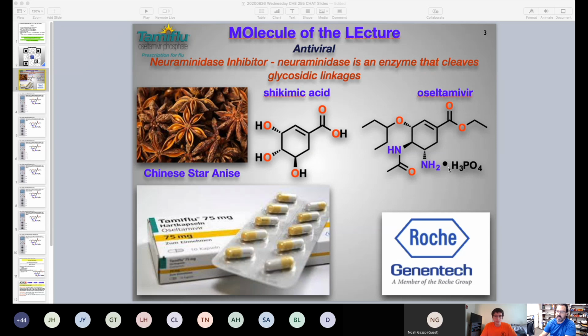Tamiflu is a synthetic substance. It doesn't grow anywhere on Earth in any form or fashion. It's synthesized in a lab from shikimic acid. What I hope you can do at this point is appreciate that this ring here is this ring. You have a pi bond, then this functional group. This functional group has been transformed into a different one, right?